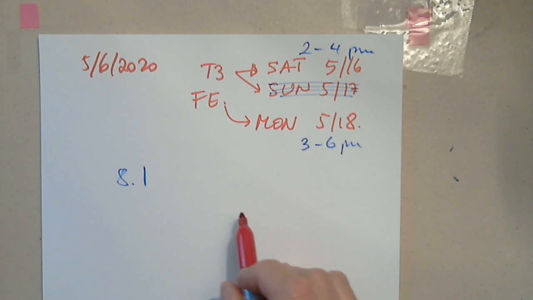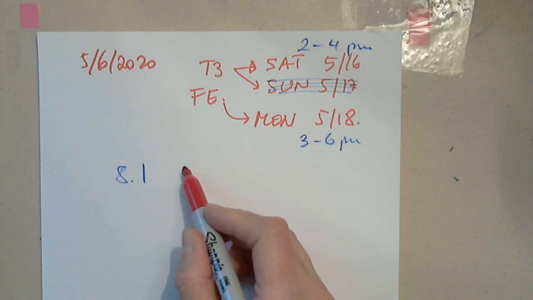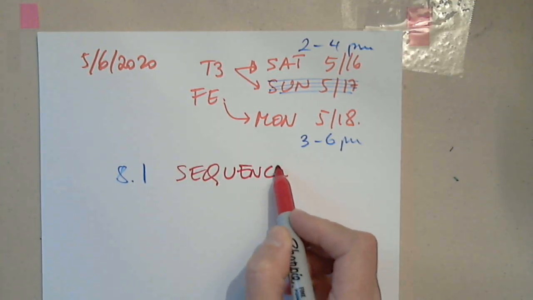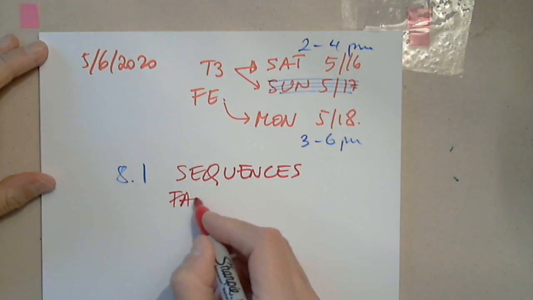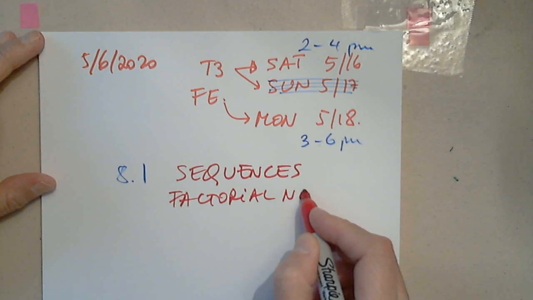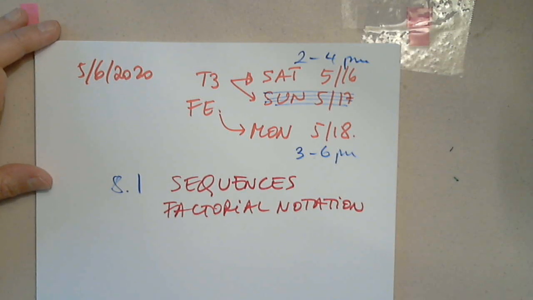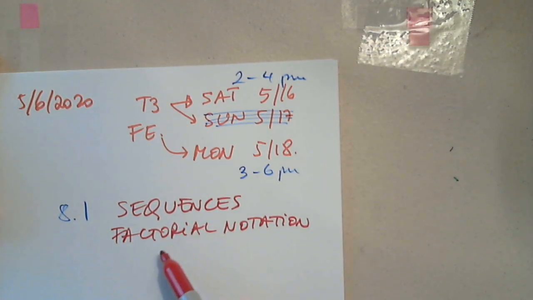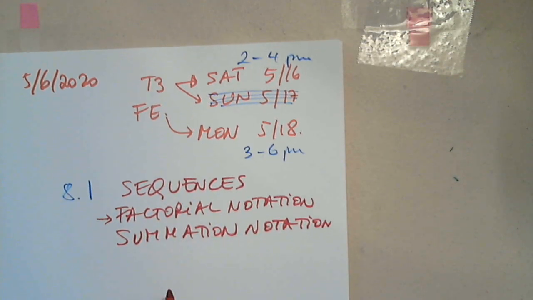So there are 3 topics that we have to talk about finally in section 8.1. We have to look at sequences. And the next topic is factorial notation. Okay, let me see what you see. So sequences, factorial notation, and summation notation. We're going to start with the easiest, with the factorial notation.